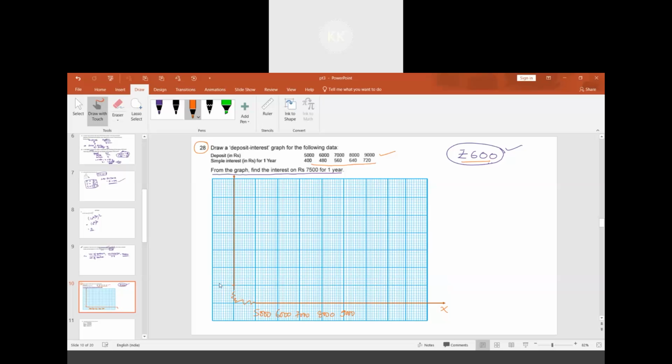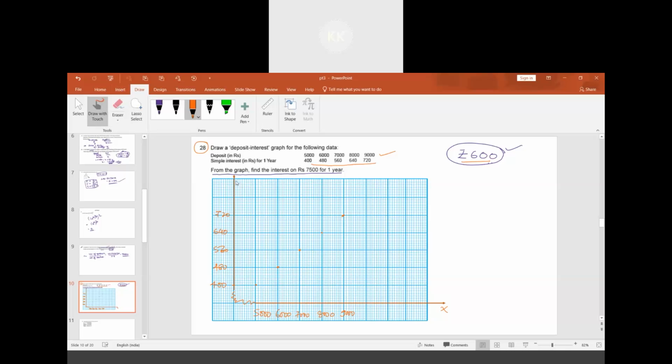Here, if I start with 400, a kink is required. Then 480, then 560, then 640, then 720. When you plot 5400, here is this point. Next is this point. Next is this point. Next is this point. So we get a straight line.